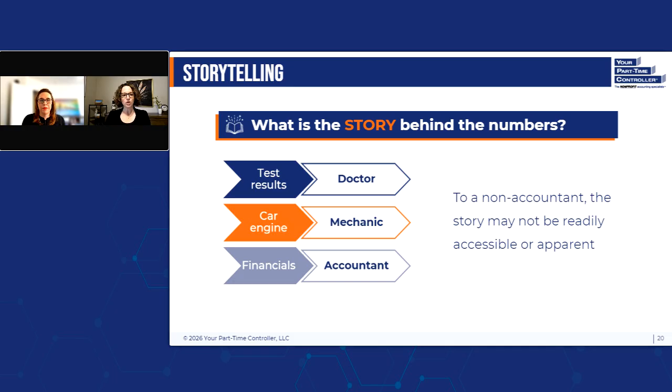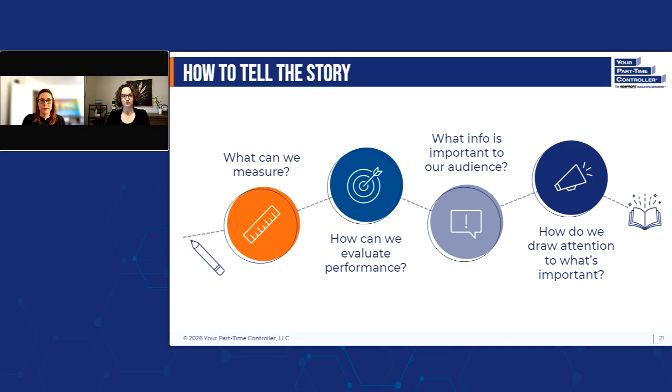Think about a newspaper reporter and how they tell a story. They use headlines, pictures, and graphs. They pull the reader in, they grab their attention, and they really get their message across. So how does the finance team do that?